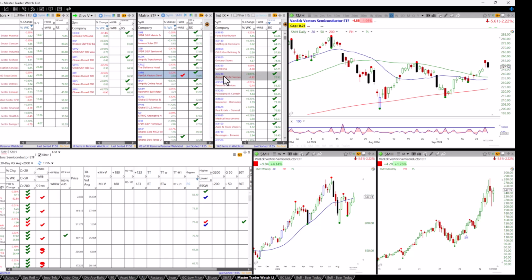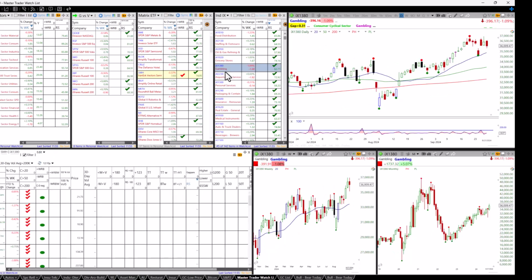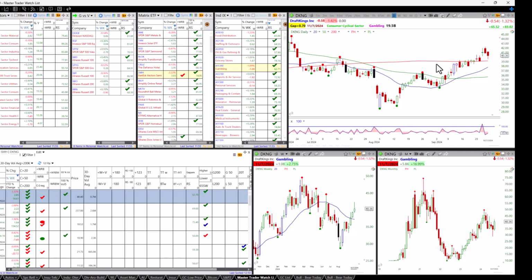For example, I click on this, and we're going to be looking at gambling. But when I want to look at gambling, maybe I want to look at gambling stocks. So it loads gambling stocks in here. So within here, I could say, well, what was the strongest on the week? Click that. Strongest on the week was DraftKings.